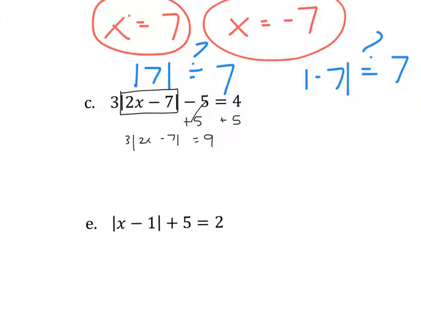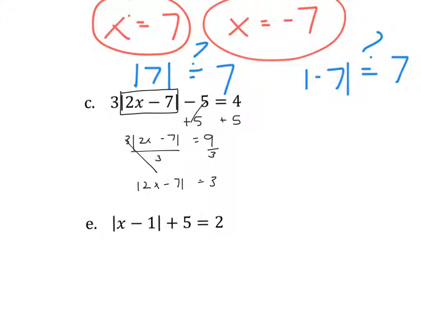Now we need to undo this 3. You may be tempted to just distribute that 3, but in this case we don't want to do that. We just want to undo it. It's being multiplied, so we're going to divide both sides by 3. That cancels, and we're left with the absolute value of 2x minus 7 equals 3.